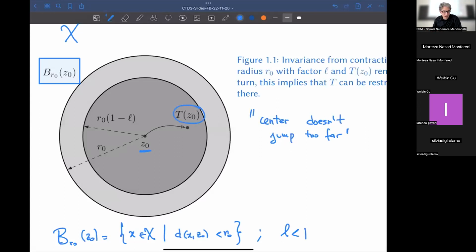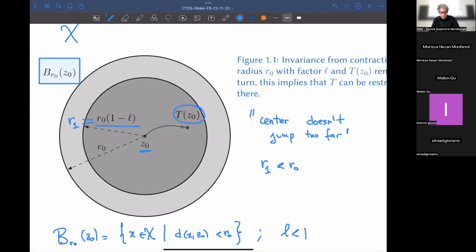What is that too far? That too far is R naught times 1 minus L. L is the contraction factor, less than 1. 1 minus L is positive. R naught times 1 minus L, maybe I could call it R1. It's a new radius, right? And clearly R1 is less than R naught because I'm multiplying by a factor less than 1.